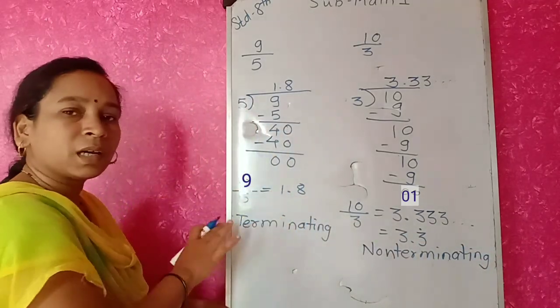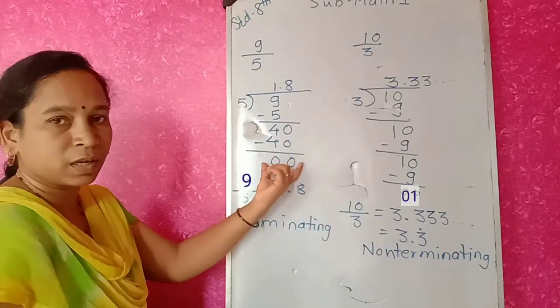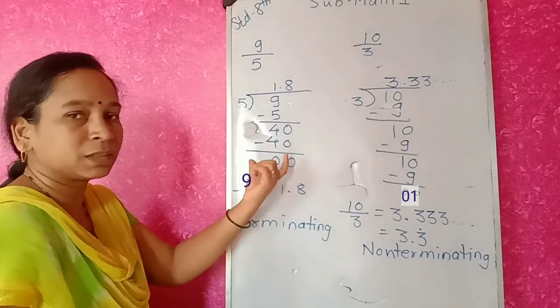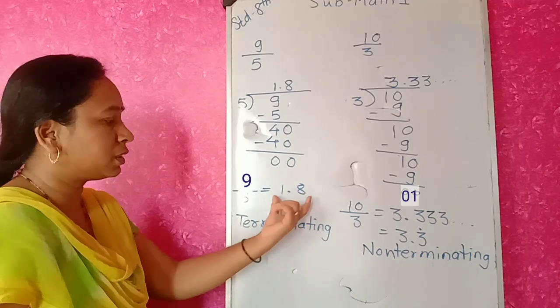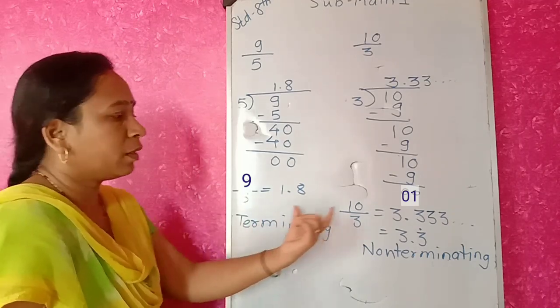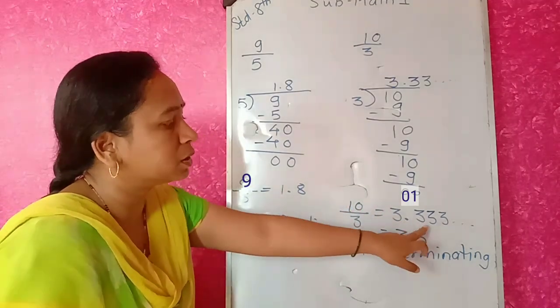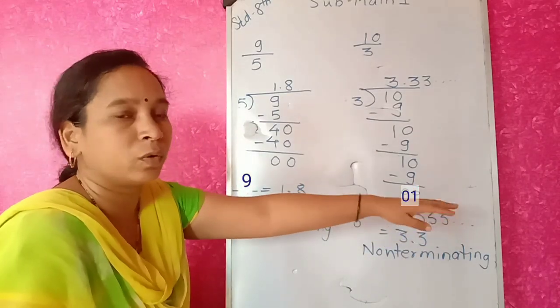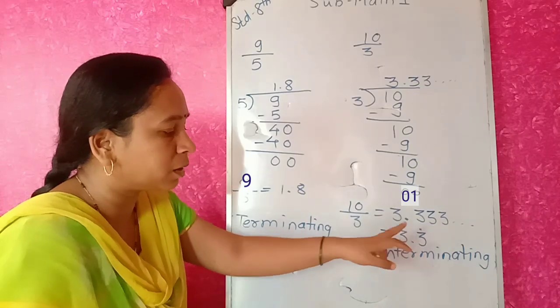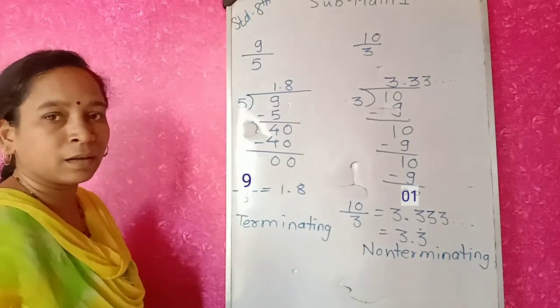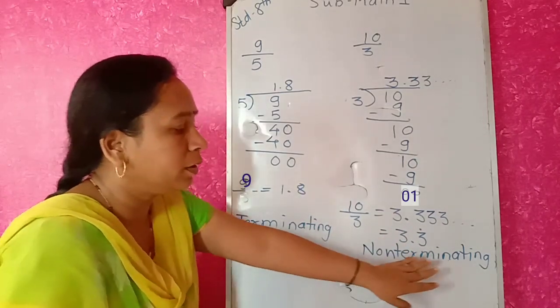Here the answer has totally stopped, the calculation has stopped, so it is terminated. So this number is terminating. Now here if you observe, it keeps on going, it is continuous. It did not stop. That means this number is non-terminating.